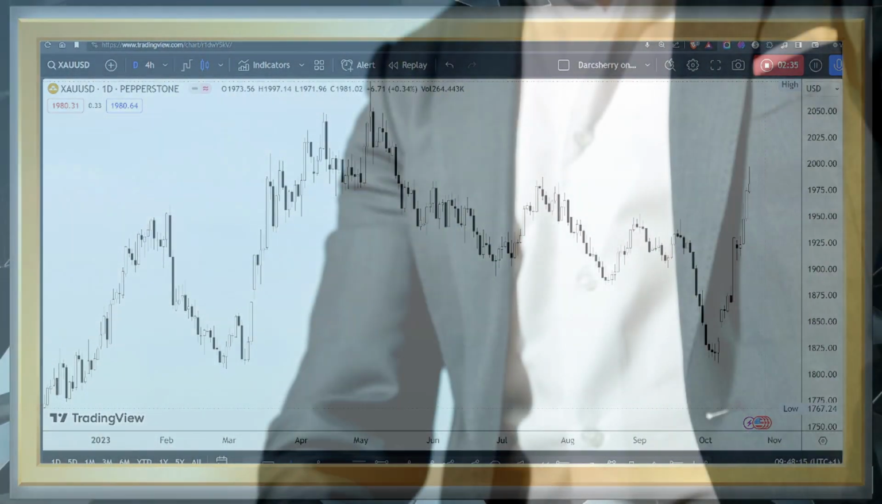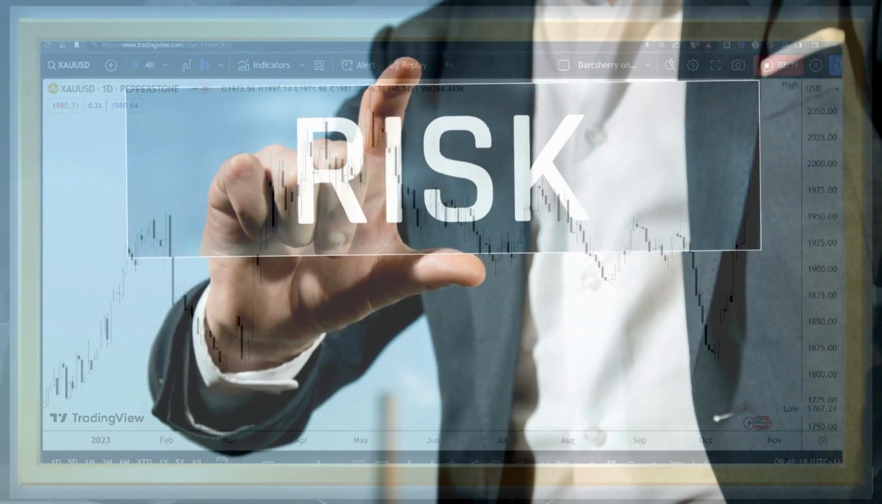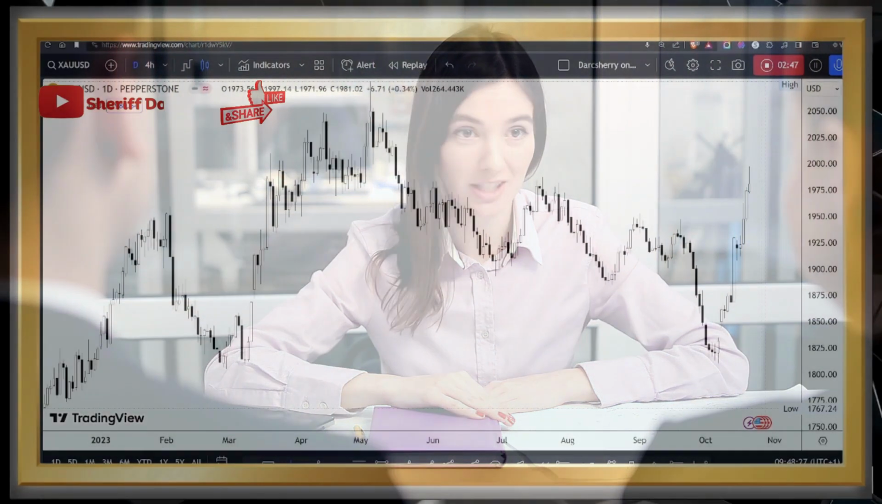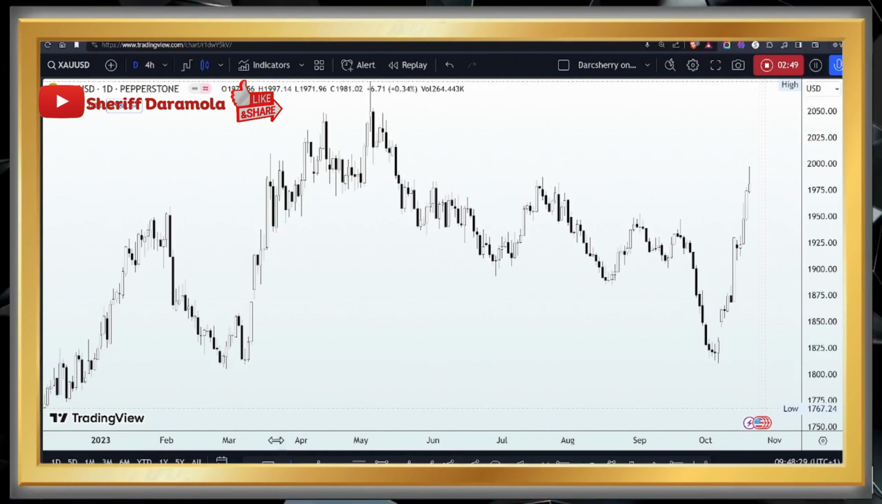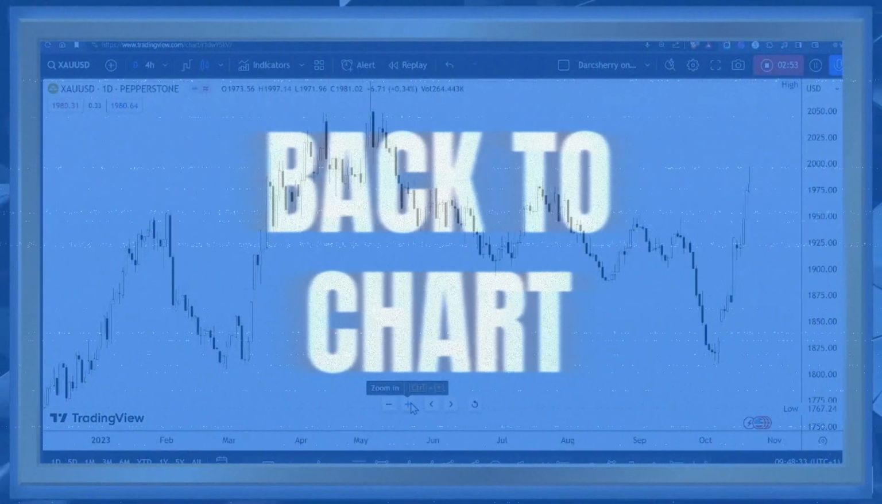Remember, Forex trading carries inherent risk, so always exercise caution and consider consulting a professional financial advisor before making any investment decisions. Now that we have established our foundation, let's dive straight into the business.